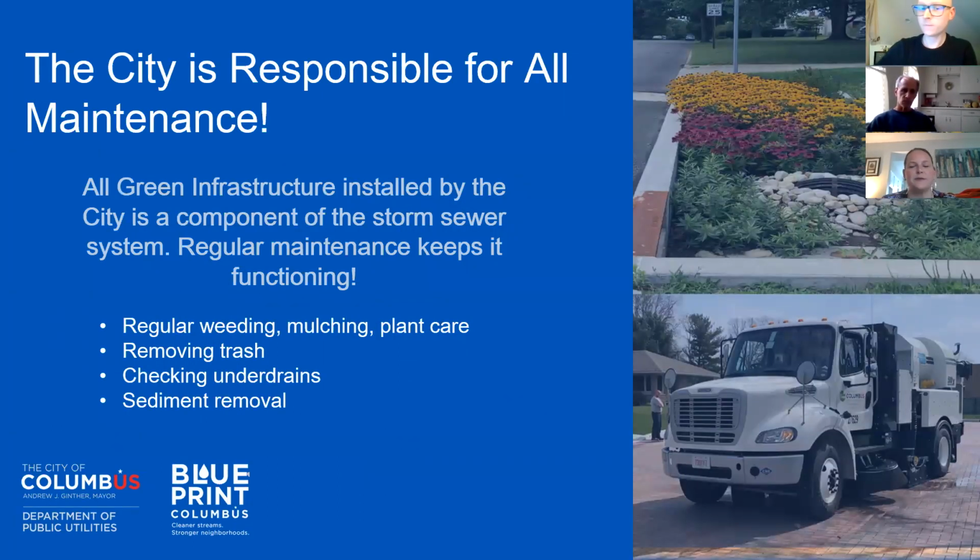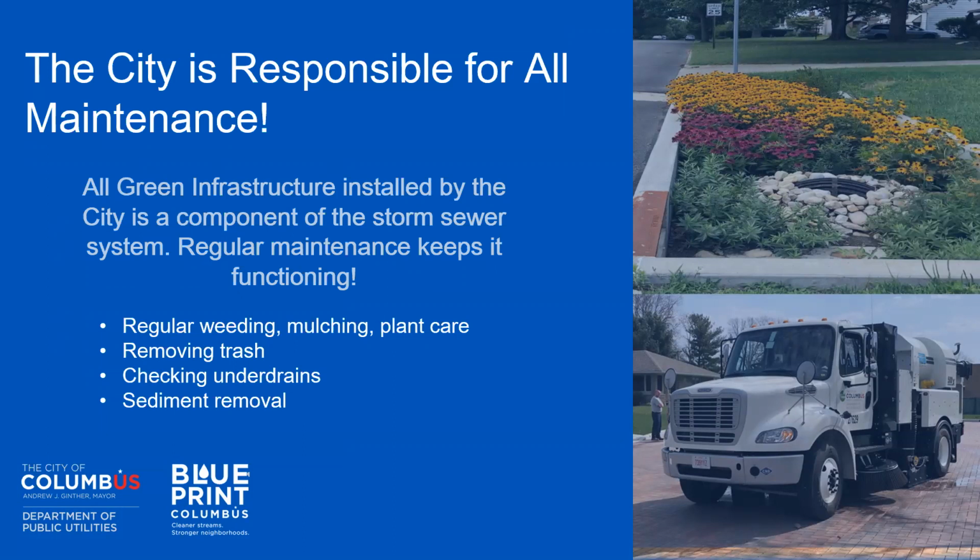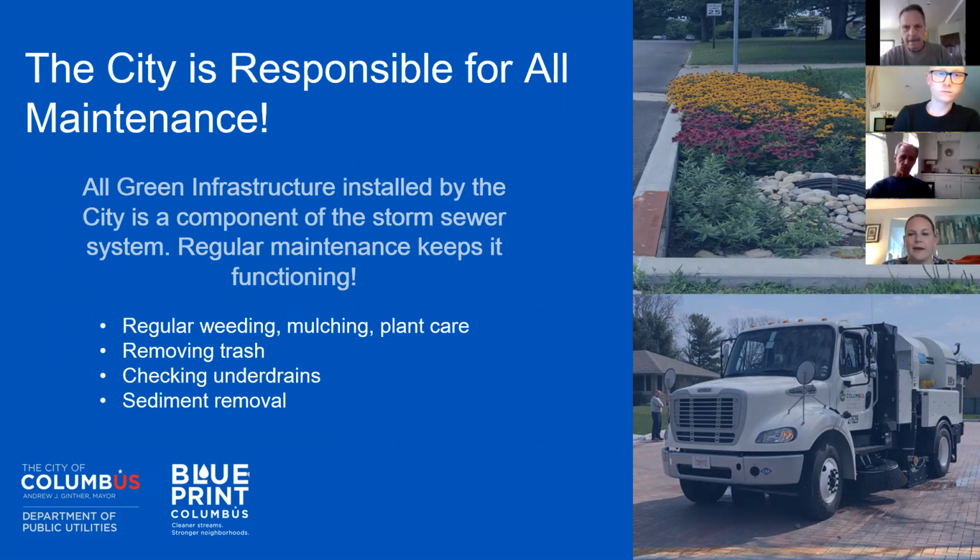Probably the biggest question we get is who's going to maintain all these things? And the city is responsible for all of the maintenance on the rain gardens and the pervious pavement. All of our green infrastructure is part of the storm sewer system, so regular maintenance is essential to keep it functioning correctly. That includes regular weeding, mulching, plant care. Plants die, we replace them, removing trash, checking the under drains and the overflow structures, and then sediment removal. And then also you can see we have a special truck that cleans the pervious pavement. So usually maintenance is about once a month, and residents, if they notice something is off with the rain garden, can always call us or call 311 and let us know, and we can go out and check it out.